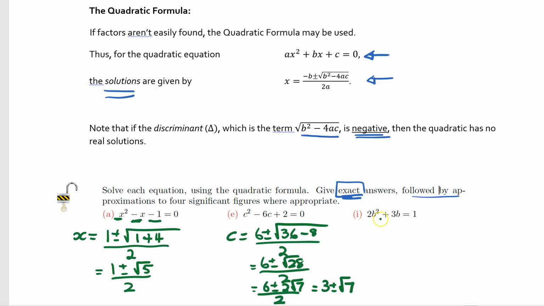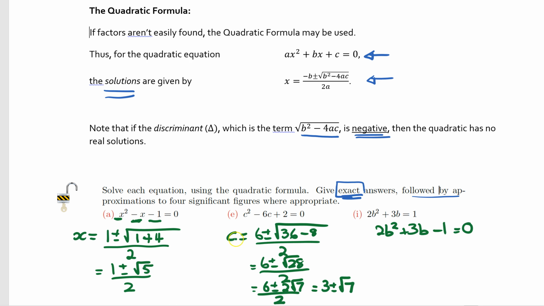Now, this last example, I'm not going to go through that, but I will mention the first line, which is that we can't use this formula until we have the quadratic in this form. So I have to write it as 2b squared plus 3b minus 1 equals 0, so that I have the correct values for a, b and c.